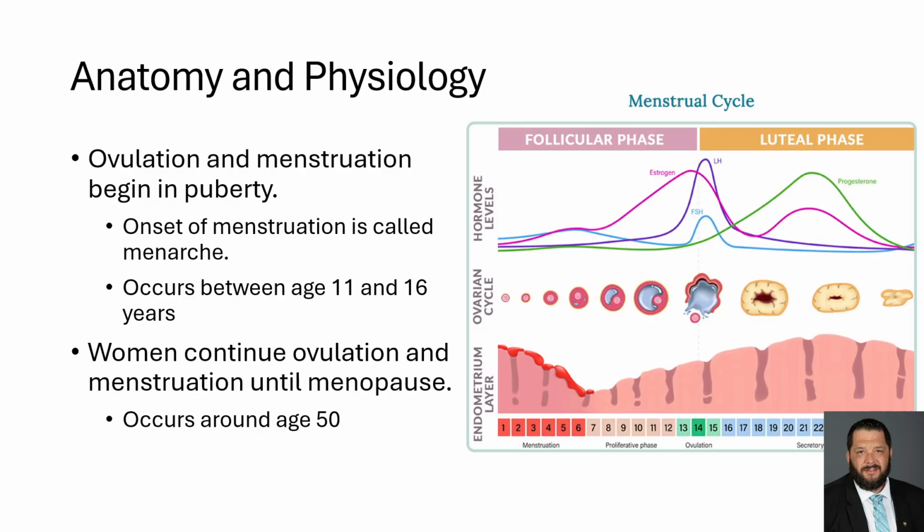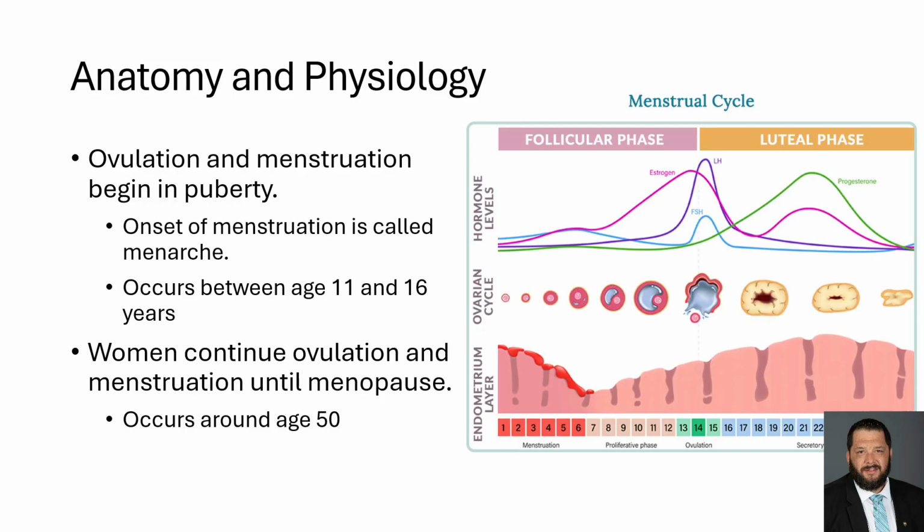Ovulation and menstruation begin with puberty. The onset of menstruation is called the menarche and occurs between the age of 11 and 16 years of age. The menarche, or the onset of menses or menstruation, can vary widely amongst populations, and it should be an important historical question that you assess with your patients, particularly if they're complaining about things like abdominal pain.